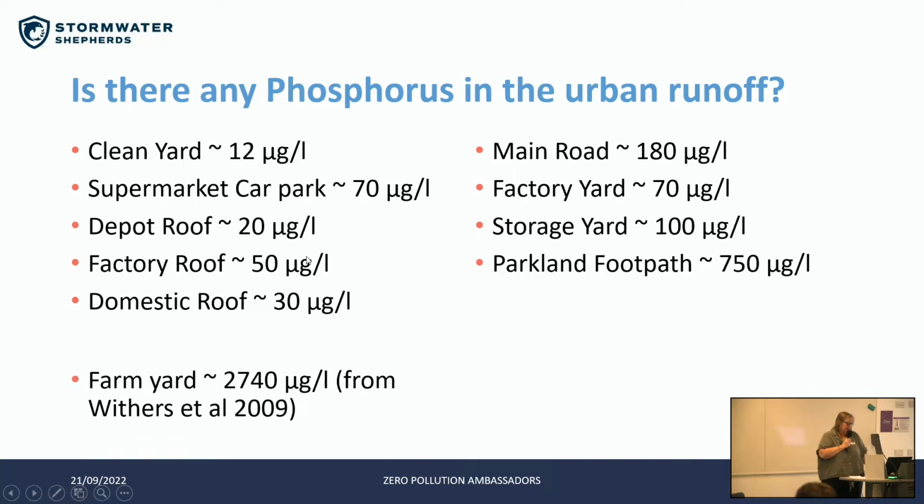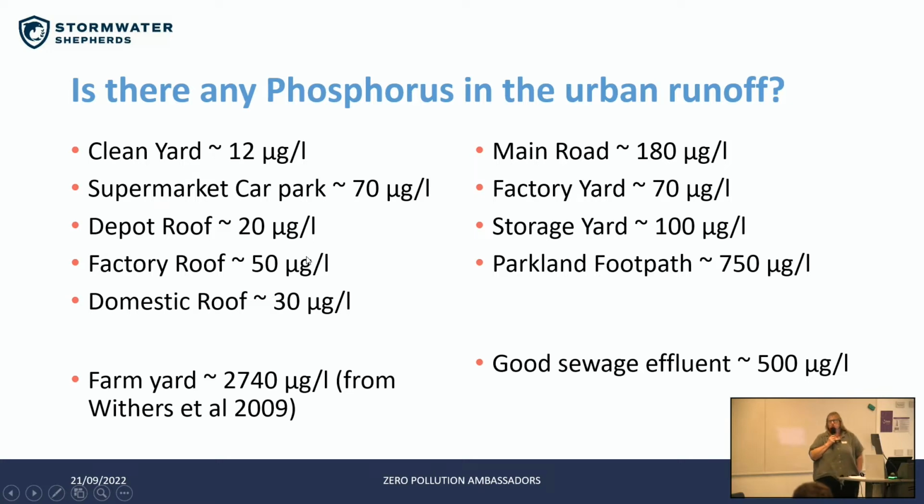So interesting, but then when you compare that with agricultural runoff, 2,740 micrograms per litre and a good sewage effluent at 500 micrograms per litre, do we really think that urban phosphorus is worth our attention? And I'll tell you when I finish the survey, the data collection. We've got another sort of 5 or 6 sample runs to do, and I'm just waiting for rain.